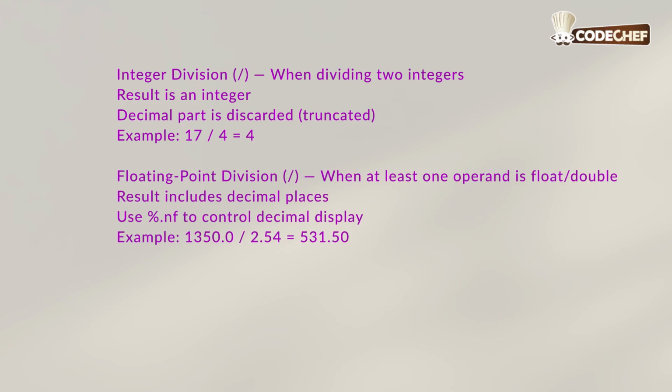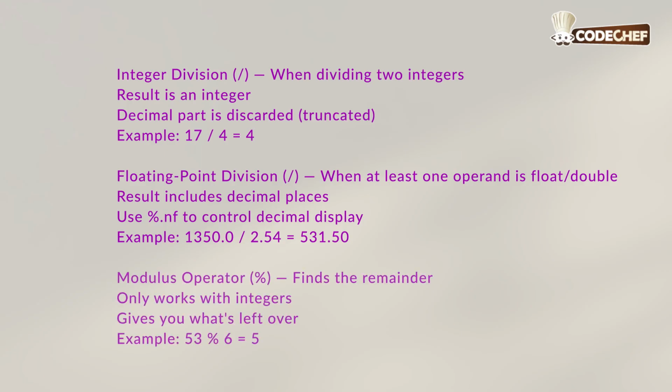Secondly, we learned about floating point division. When at least one operand is float or double, result includes decimal places. Use %.nf to control decimal display. For example, 1350.0 divided by 2.54 is equal to 531.50. And then finally, modulus operator finds the remainder.